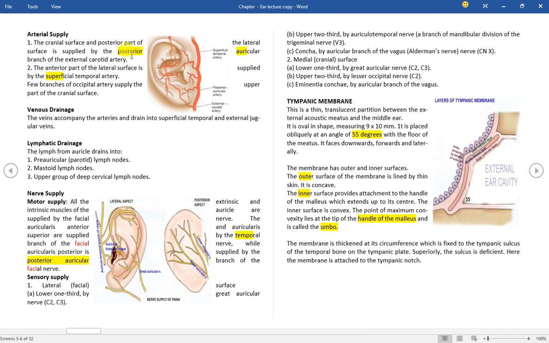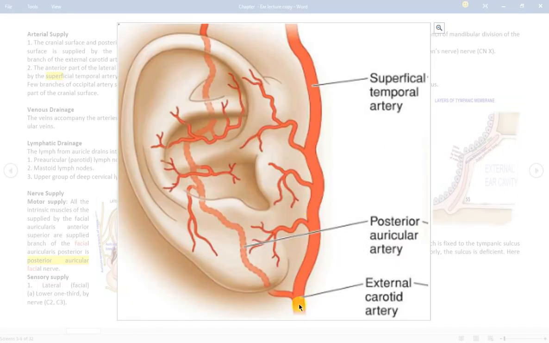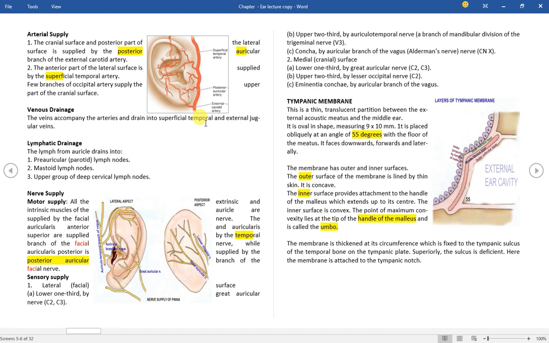Blood supply of the pinna, you know, from below there is the external carotid artery, inferior surface. It divides in so many branches. You can learn the branches in another chapter. So from these branches we have two branches, that is superficial temporal and posterior auricular. These two branches will bifurcate, ramify and supply various parts of the pinna. Venous drainage is external jugular veins and superficial temporal veins. Similarly, we have lymph nodes, that is preauricular, mastoid and upper deep cervical.